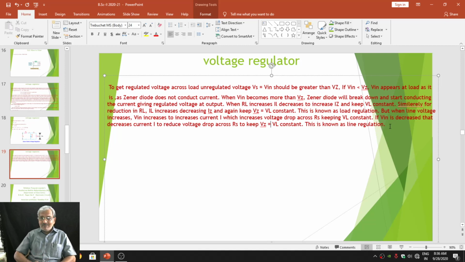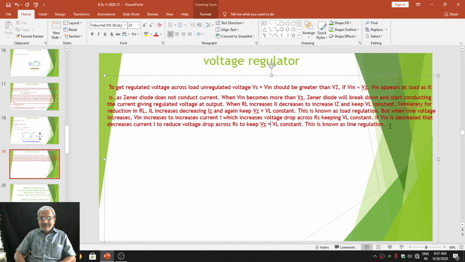Friends, if this Zener diode is replaced by a 3-terminal integrated circuit of the 78 series or 79 series, which are widely available in the market nowadays, again they are going to act as the regulating element to provide the constant output voltage as per our requirement to the instrument.